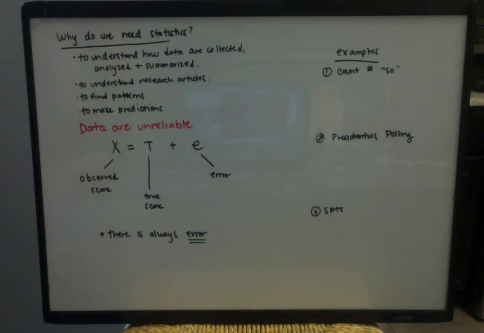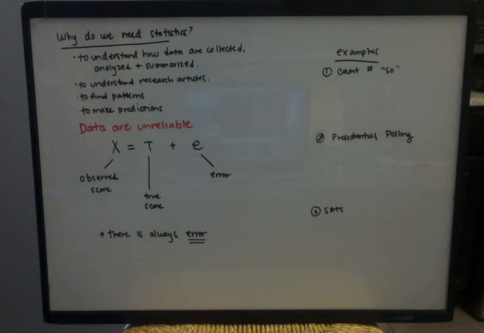And so after we're done with this class, you should be able to understand research articles better because you're going to understand how to read that research, the results section. Another reason we need statistics is to be able to find patterns in data that we may not see without the use of statistics. And also, statistics helps us to make predictions. So all those are great answers, but the answer that I think is the most important, and which will be an exam question, is the one that I have written in red here.